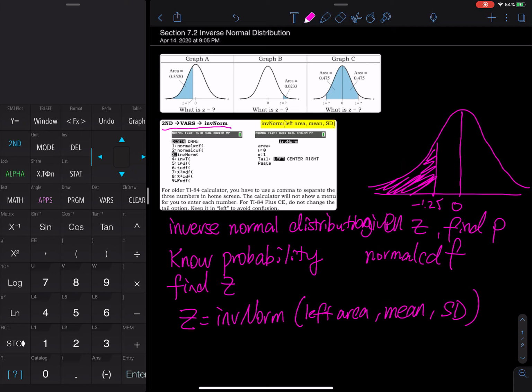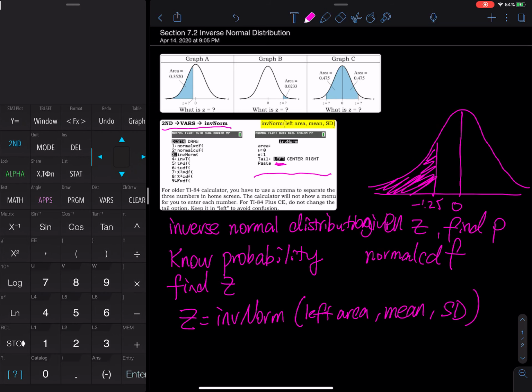Once you press inverse norm, you will see this menu. You have to input the area, the mean, and the standard deviation. The mean and standard deviation are always 0 and 1 because Z is standard normal. Not all calculators have the tail option. The tail means the area on the left, on the right, or in the middle. If you do not have the tail option, that means left: by default, the calculator assumes the area you input is the left side.